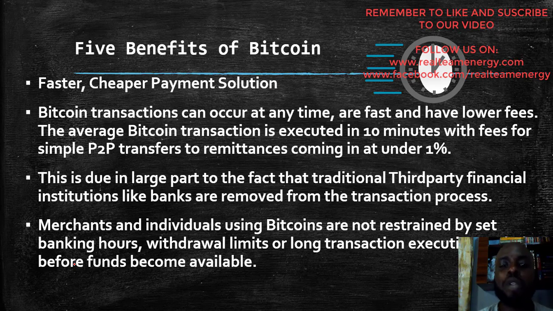This is due to a large part of the fact that traditional third-party financial institutions like banks are removed from the transaction process. Merchants and individuals using Bitcoin are not restrained by set banking hours, like the banking hours in Nigeria, which work from 8 to 4. Withdrawal limits, you have to send only $1,000 in a day. No, you don't have all those kinds of things. Or a long transaction execution period before funds become available to the receiver. Or it takes 3 to 5 working days for you to get the $10,000 I'm sending from here to the United States.